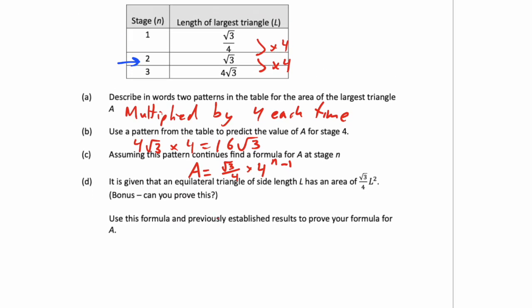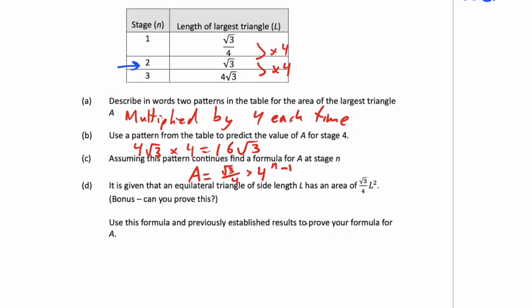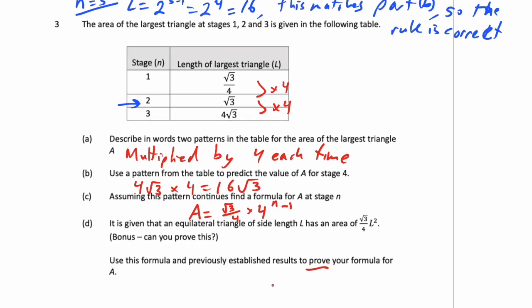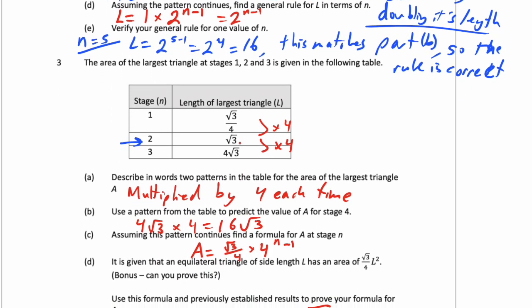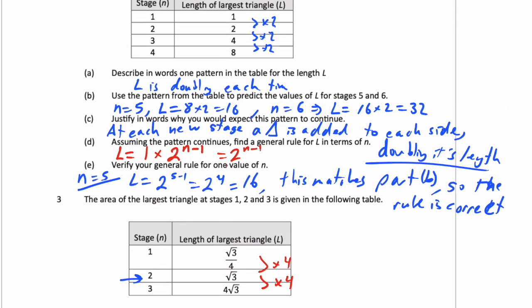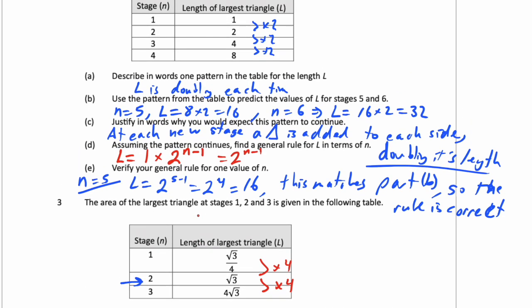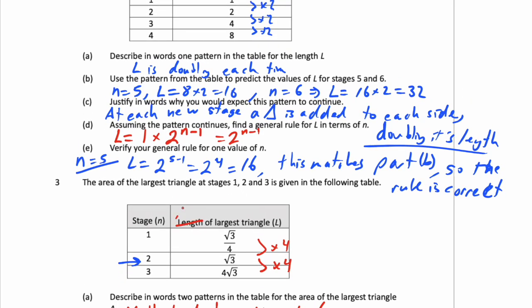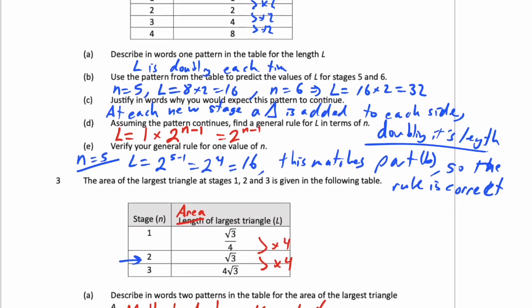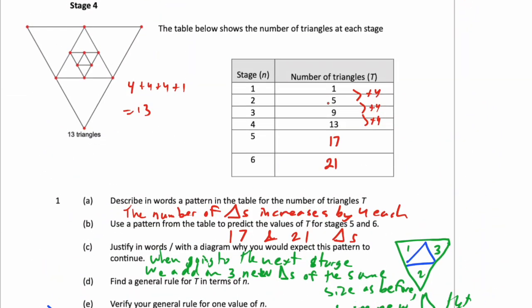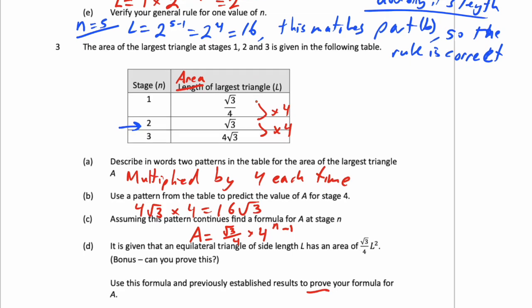Use the formula and previously established results to prove your formula for A. Alright, so let's take a look now what we did before. Previous results, we have the length of the largest triangle. Oh, actually, this is a typo, I believe. This should be area. Okay, that should be area right there. Sorry about that. But we have a formula for the length from before, and we have a formula for number of triangles, which is not helpful. Let's just use the length.